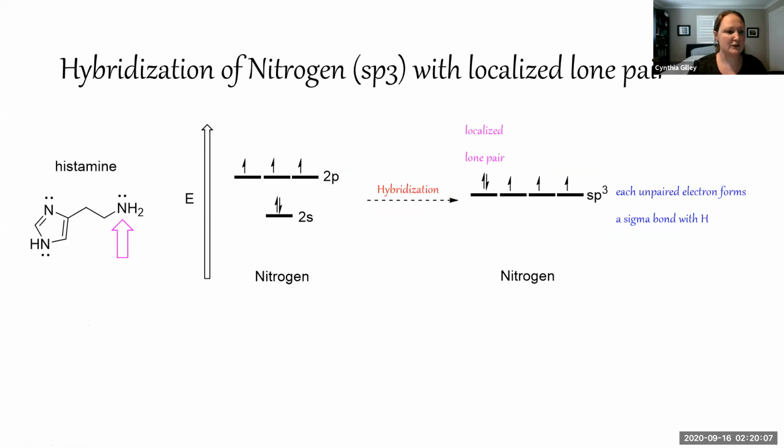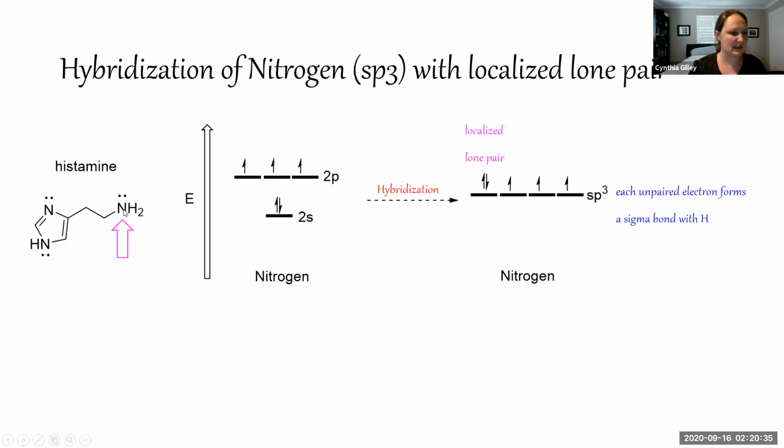Let's talk about nitrogen for a little bit. I have drawn the structure of histamine here because it has 3 different nitrogen atoms, and they all behave a little bit differently. They're all different in what happens with hybridization and where the lone pair is. So it's good to highlight all 3 of these different nitrogen atoms and what is different about them. Let's start with this one over here on the very right.